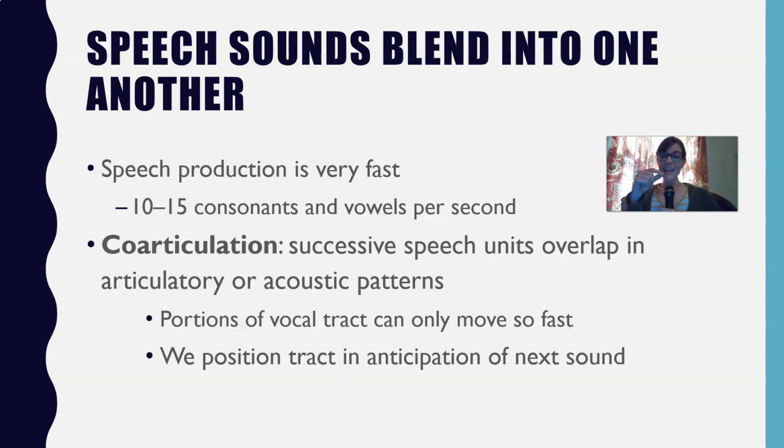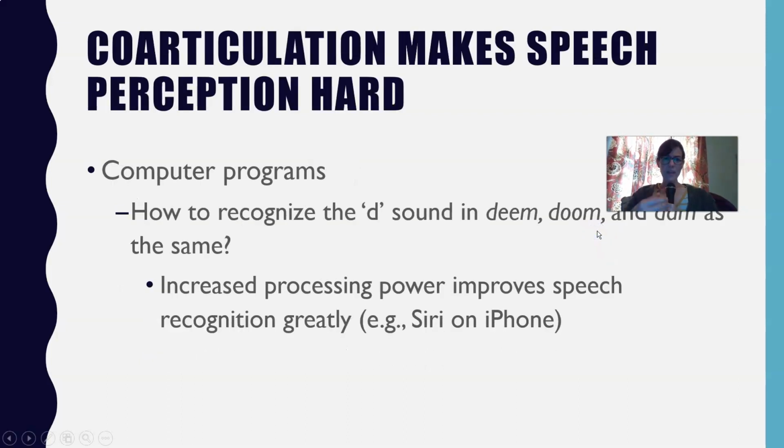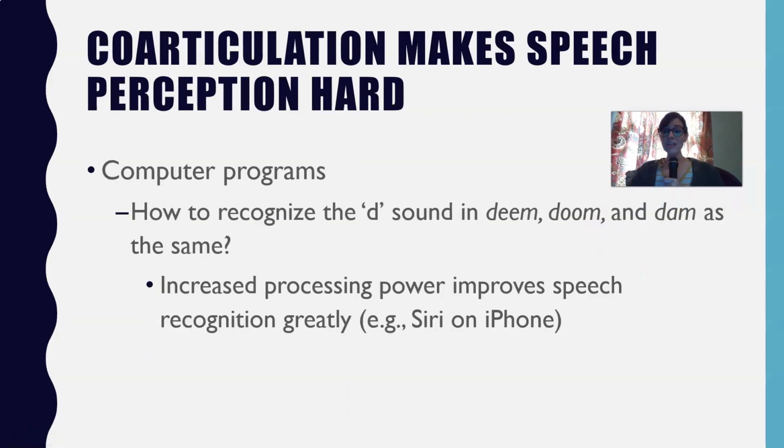It's why the D in deem is different from the D at the beginning of the word doom, because we're co-articulating, so the D sound takes some of the quality from the future sound of E or the future sound of oo in preparation. So co-articulation makes speech perception really hard.